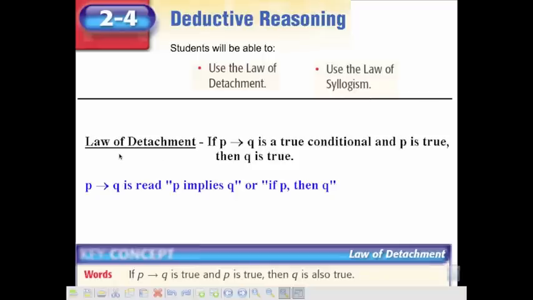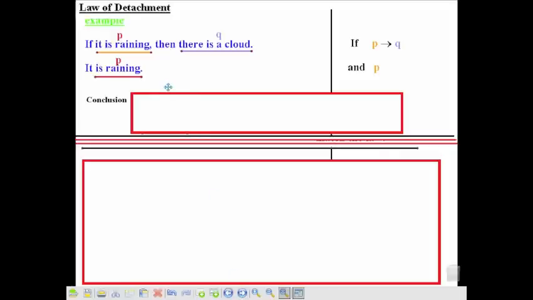We'll start with the law of detachment, which says if P, then Q. That's how we read that. If that's a true conditional, and we know that we have P is true, then Q is true. So really what that means, as we look further on that, if we have a sentence like, if it is raining, then there is a cloud. Okay, so that makes sense because if it's raining, it must be coming from somewhere. So that's if P, then Q.